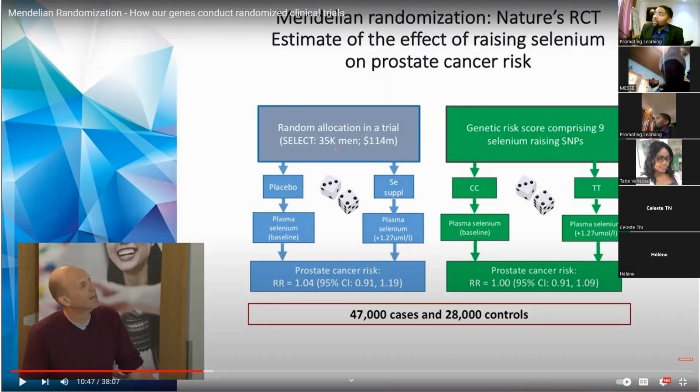Okay. On this first blue box here, we have what a pharmaceutical company did. The pharmaceutical company wanted to test whether selenium supplements, you know, these food supplements that they always give to people, prevent prostate cancer. So they randomly assigned people to groups that would take selenium supplements and groups that would not. They spent $114 million on this study, and they found that there was no effect.